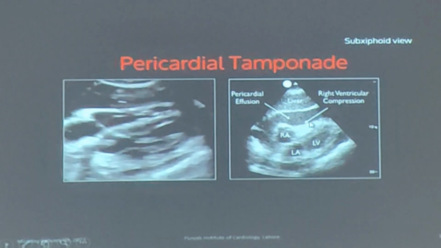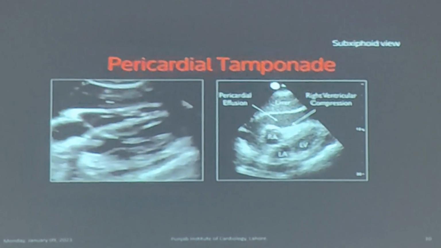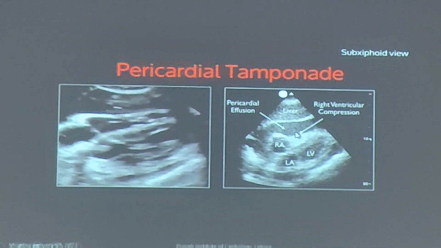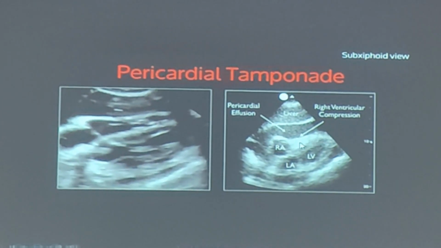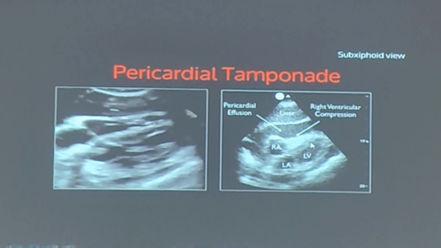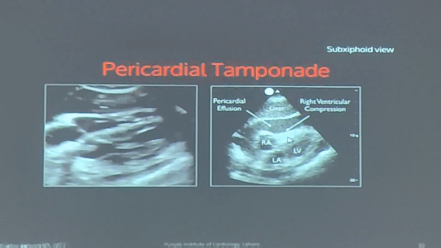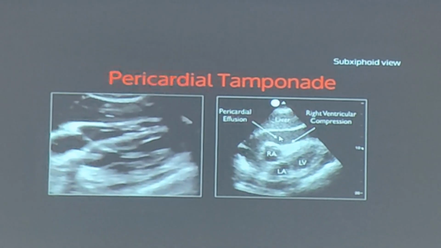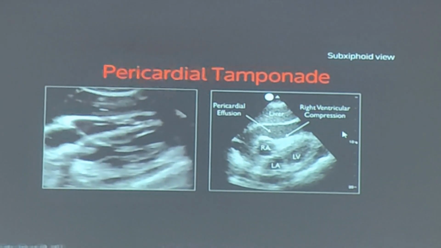In pericardial tamponade, I will also tell you a little bit more about this. We can see that it compresses the RV completely in the diastolic phase, and it is completely collapsed. And this is the effusion around the RV.